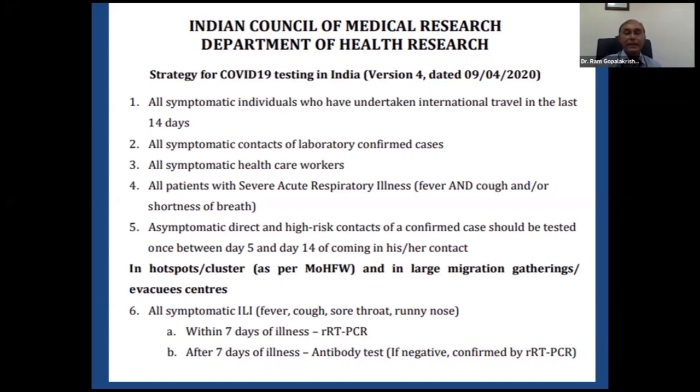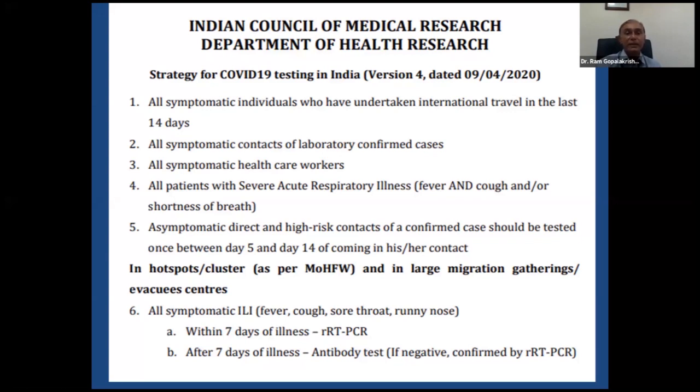As of yesterday, they have updated their website to include people who are in hotspots or clusters. Now, what is a hotspot or cluster? You will have to check with your public health officer, depending on which part of the country you're practicing in. And in large migratory gatherings, evacuee centers, essentially congregate centers, all symptomatic ILI. This is important. It means just a minor cough, fever, sore throat, all the way to people who are more symptomatic who need hospital admission.